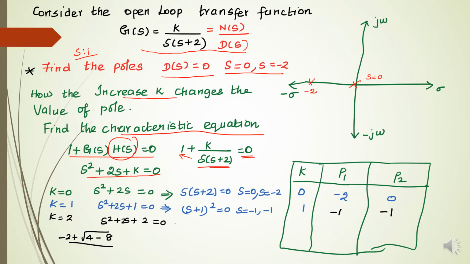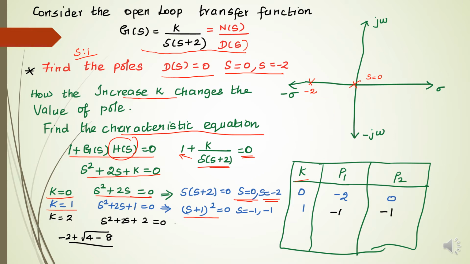Now I have to plot a tabular column. Put K here, then p1 and p2. Put K = 0. When K = 0, s² + 2s = 0. So what are the values? s = 0, s = -2. These two are the poles. Next, put K = 1. s² + 2s + 1 = 0. We can rewrite as (s+1)² = 0. So s = -1 and -1.